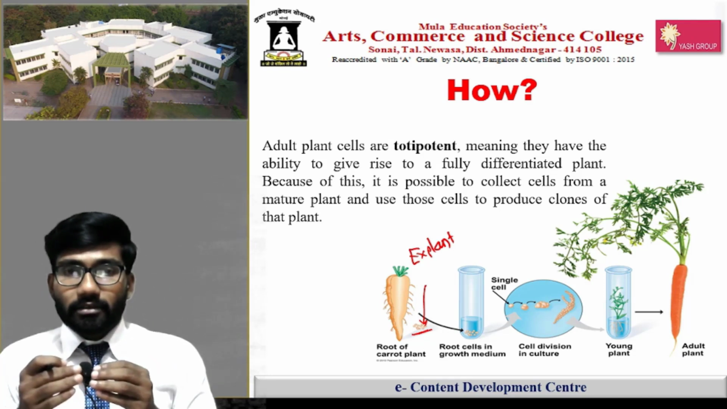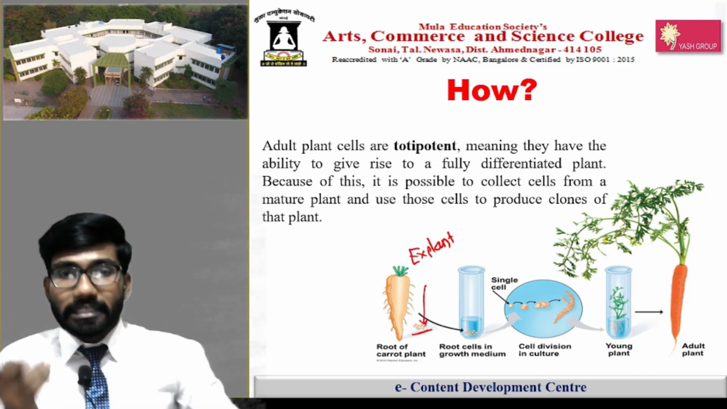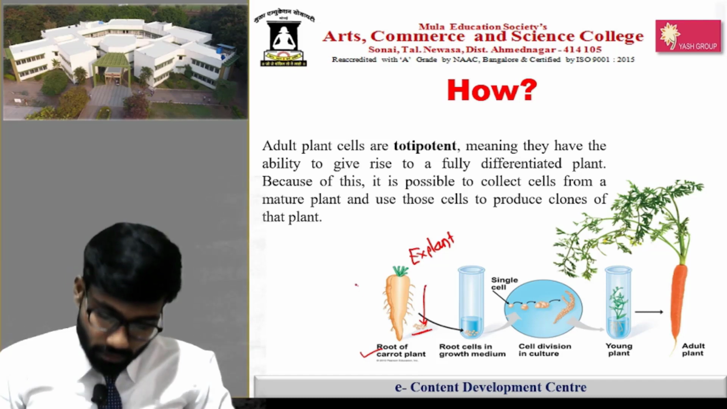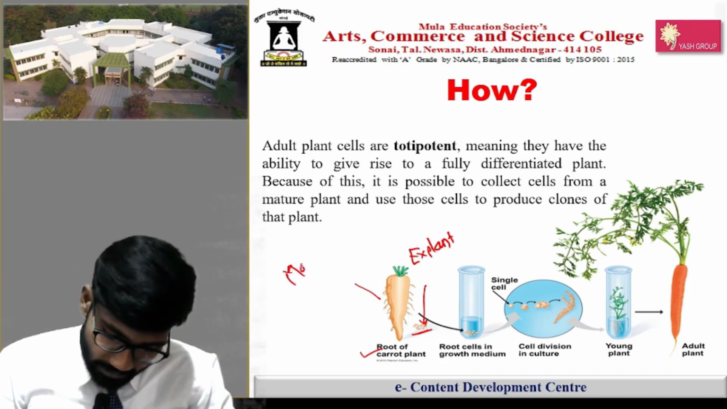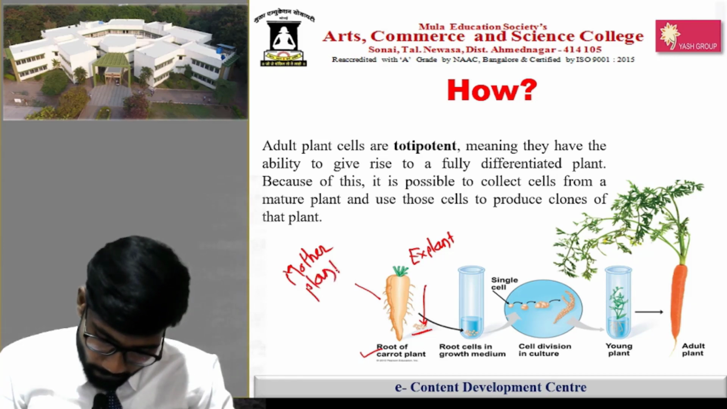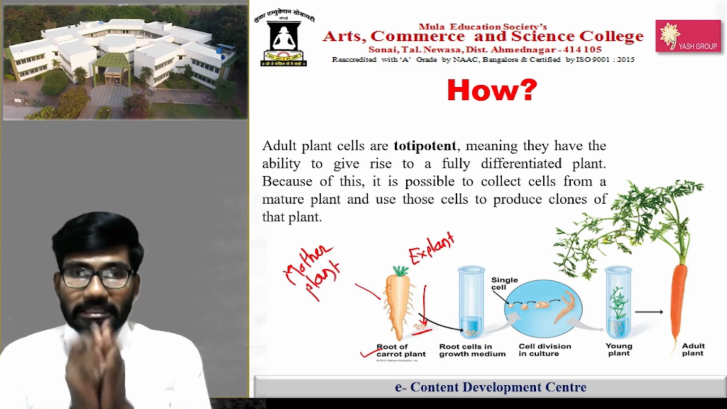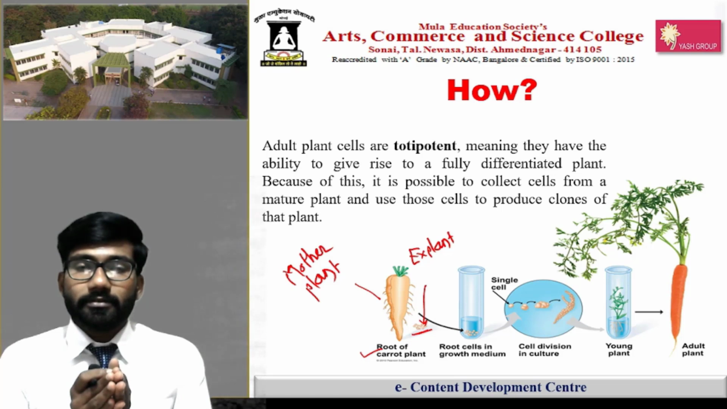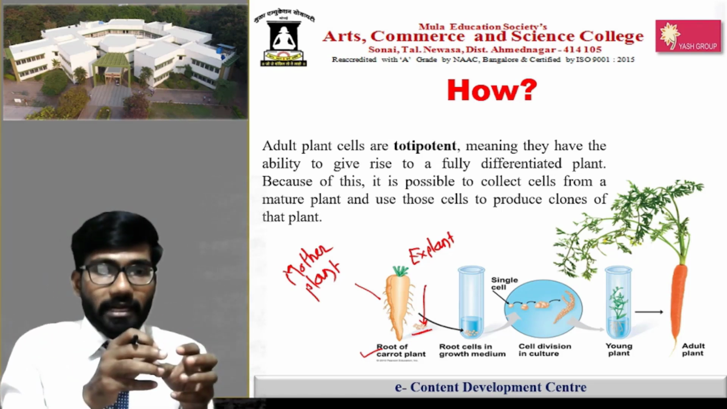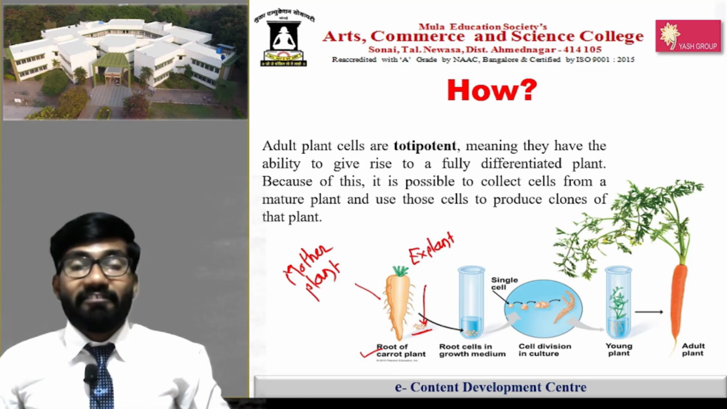Some cells are isolated from the root of the carrot plant. This carrot plant is known as the mother or parent plant. The explant is collected from the mother plant. So the mother plant has some characteristics.